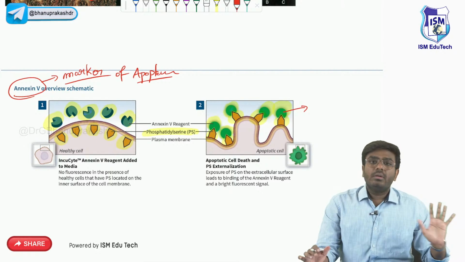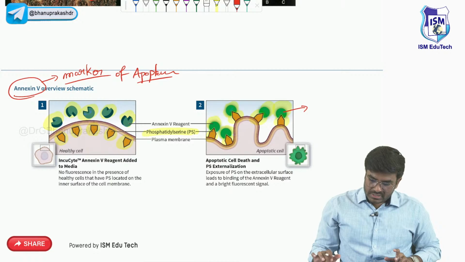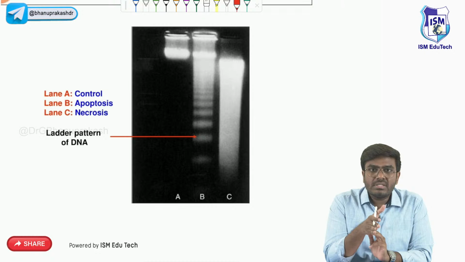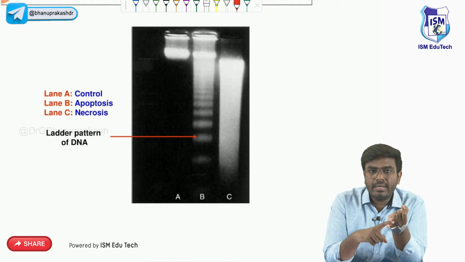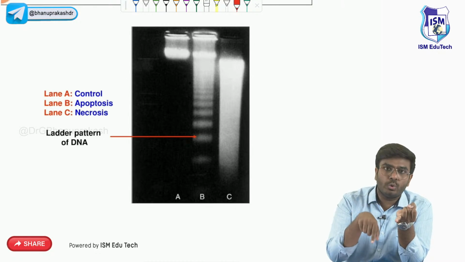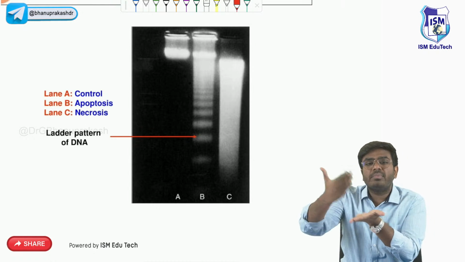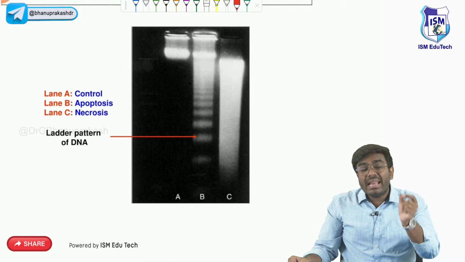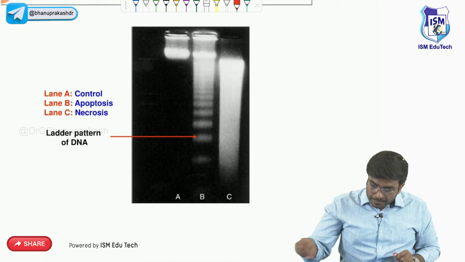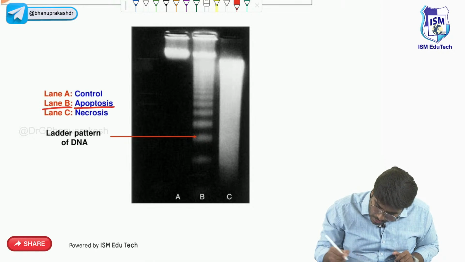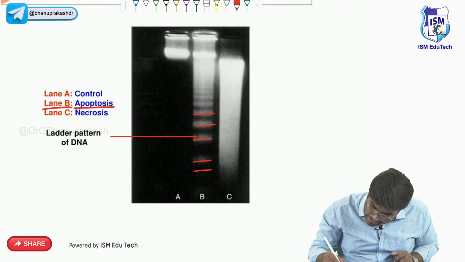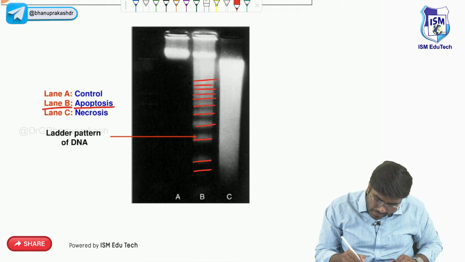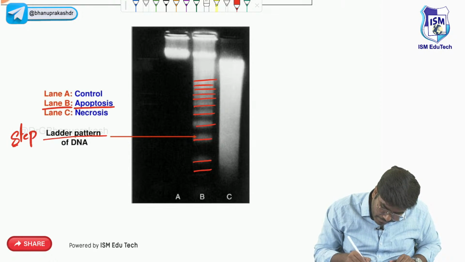Done. Now, let's see the difference between necrosis and apoptosis. This image is very important. In apoptosis, as I have explained to you, caspases are activated. Caspases will further activate endonucleases. These endonucleases will go and chop the DNA material into small pieces. So whenever you do a study called gel electrophoresis, in apoptosis you will get a pattern like a step ladder pattern of the DNA.